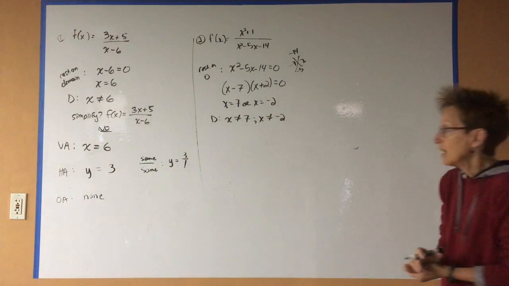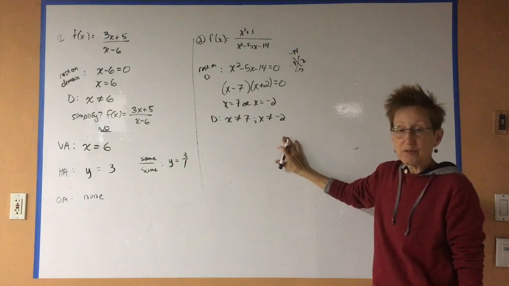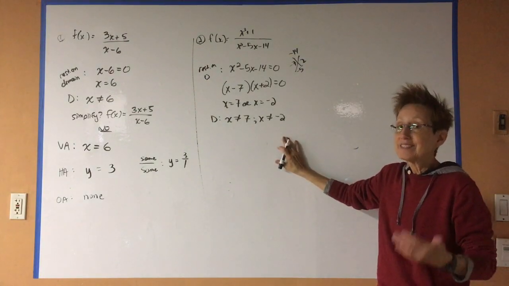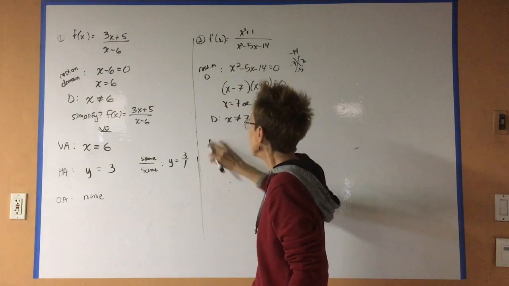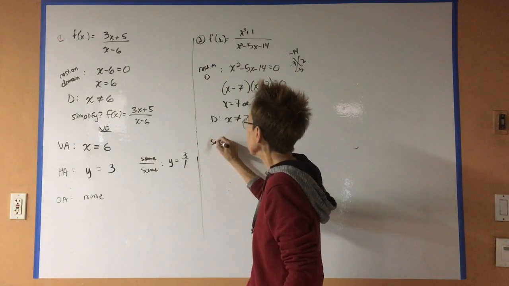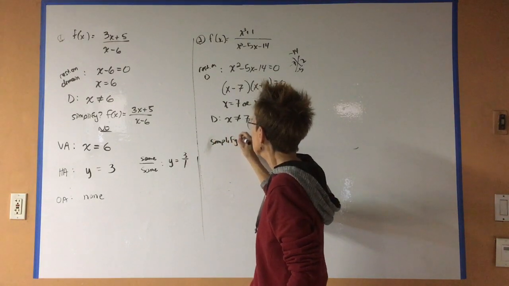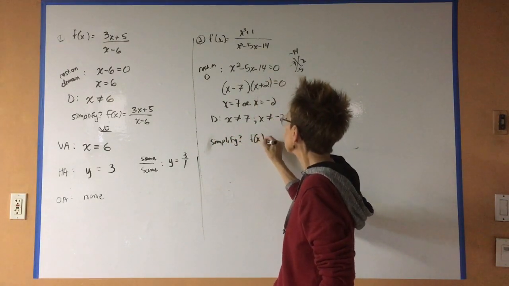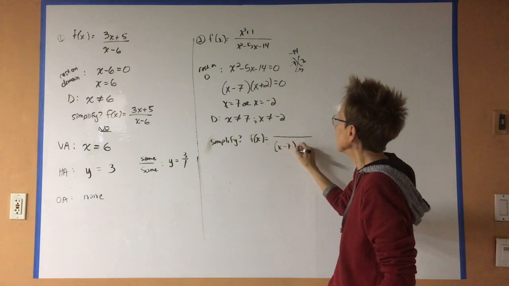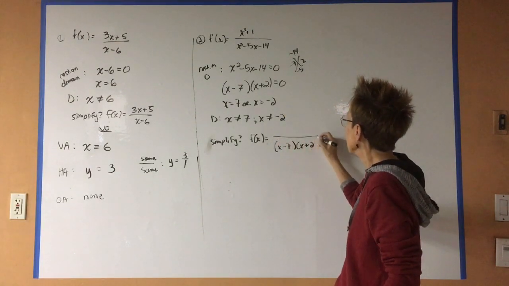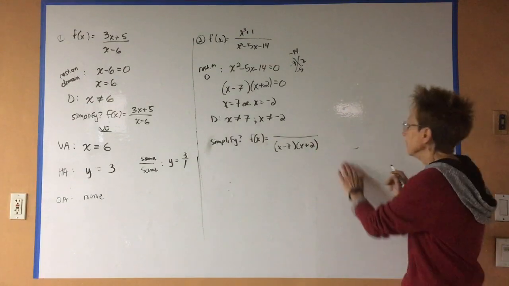Vertical asymptotes now. Maybe they're both going to be vertical asymptotes, but I don't know yet until I try to simplify this function. So I look at, can I simplify? So I've got f of x equals, so I'm going to try and factor here. I already have the bottom factor, x minus 7, x plus 2. Can I factor the top?